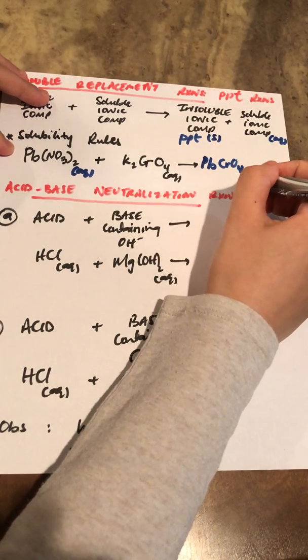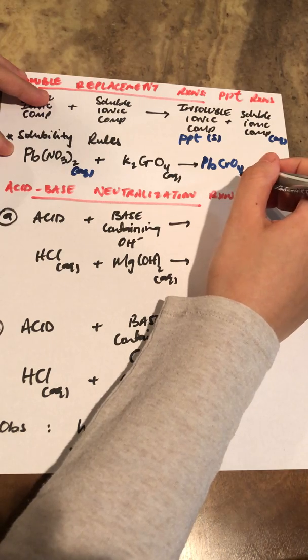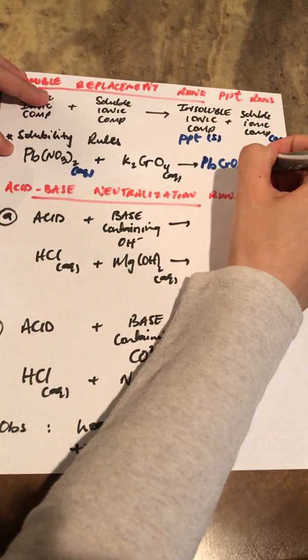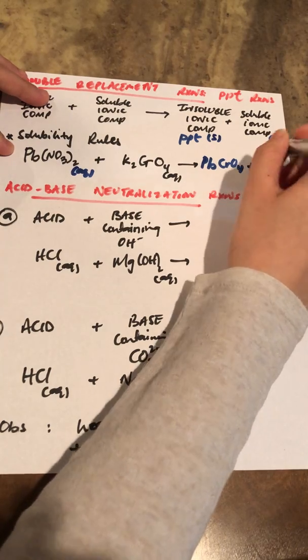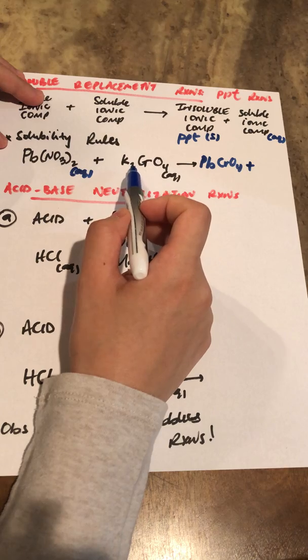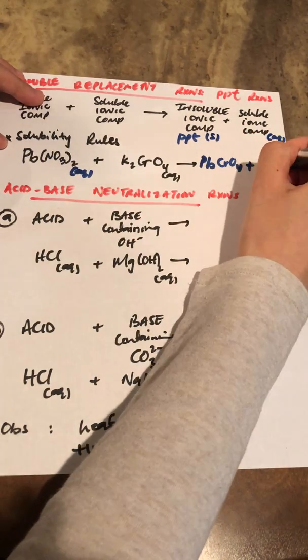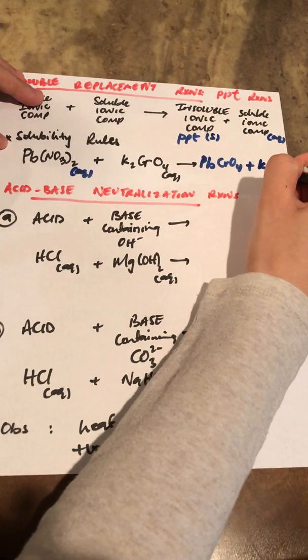And I'm going to figure out the state of matter in just a second, but for right now, let us just predict the second product. Over here, we're going to get the second product as potassium nitrate. Okay, so potassium nitrate is going to be my second product.